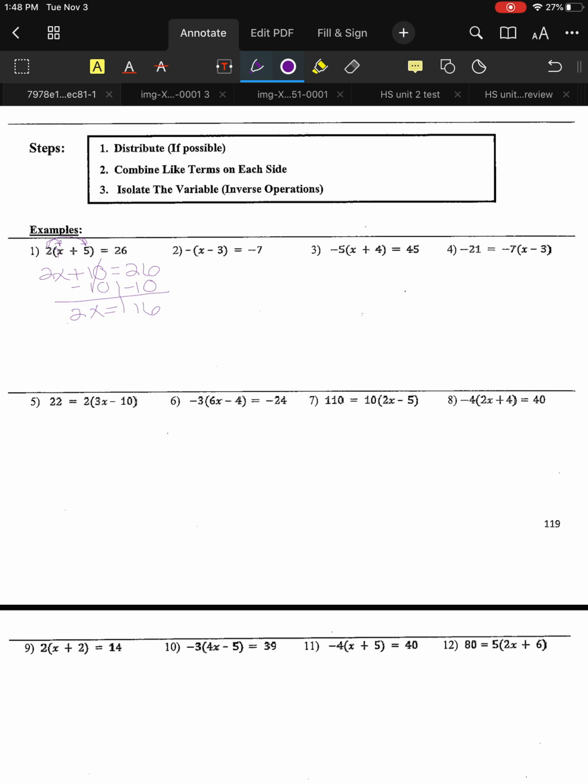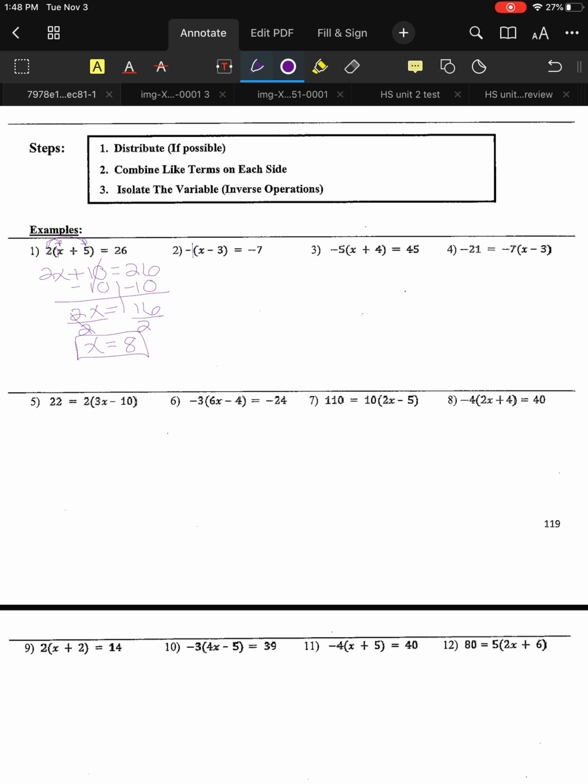Isolate the variable by eliminating the 2, which is 2 times x. I'm going to divide by 2. So x is equal to 8. Again, you can plug in that 8 and do 2 parentheses, 8 plus 5, hit equals, and it should come out to be 26. Problem number 2, here we go with our negatives.